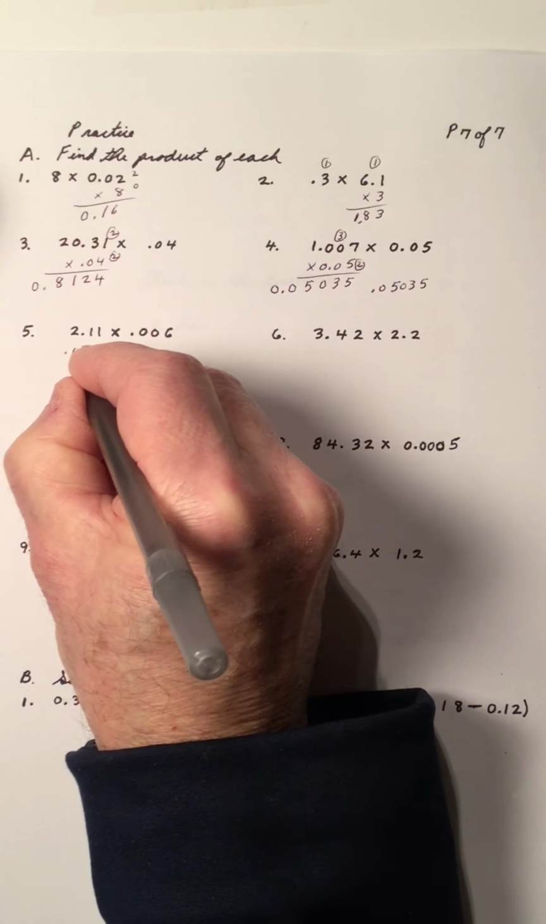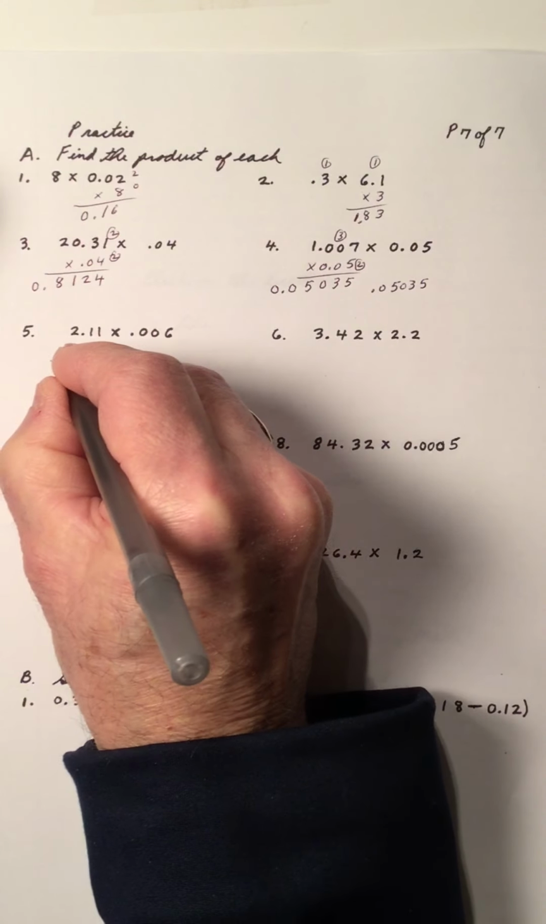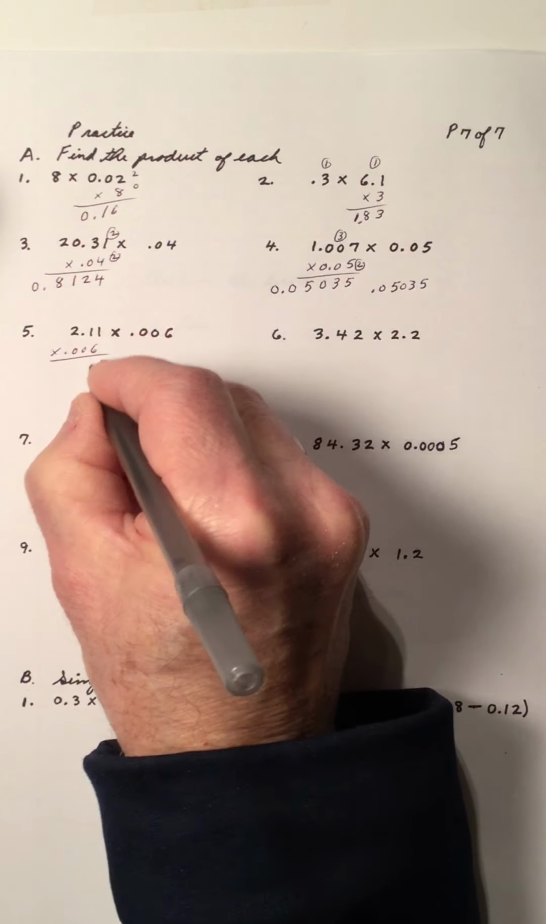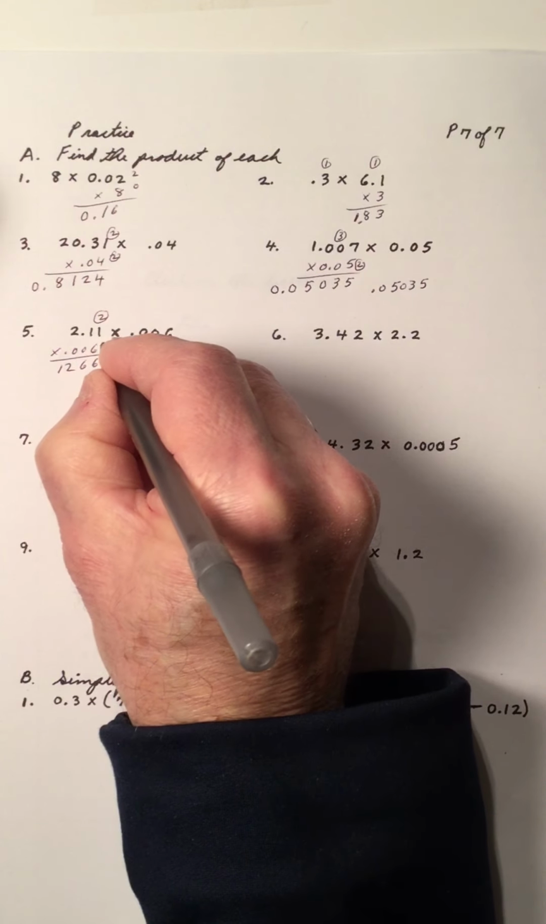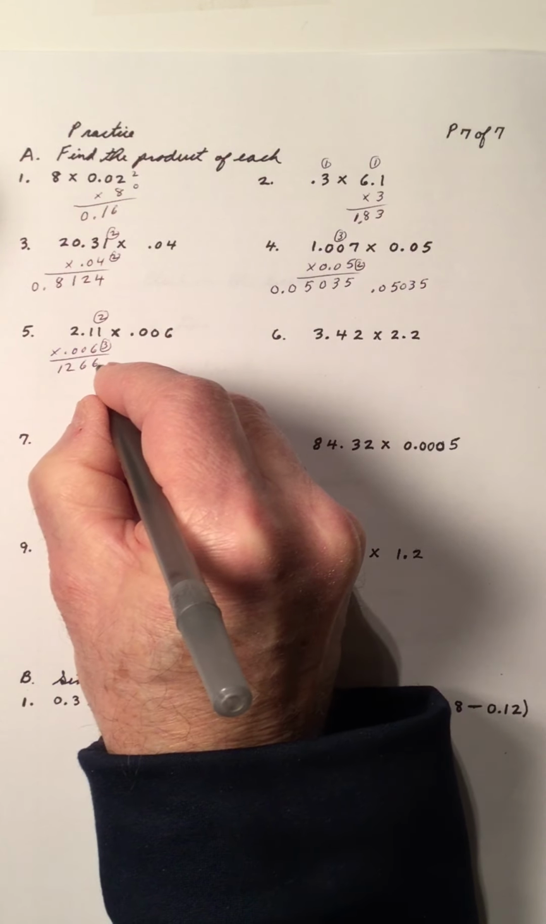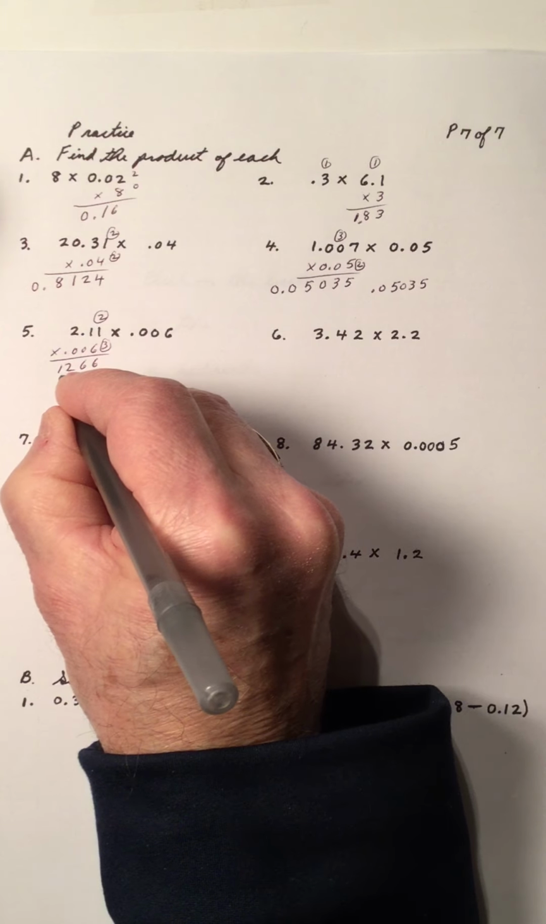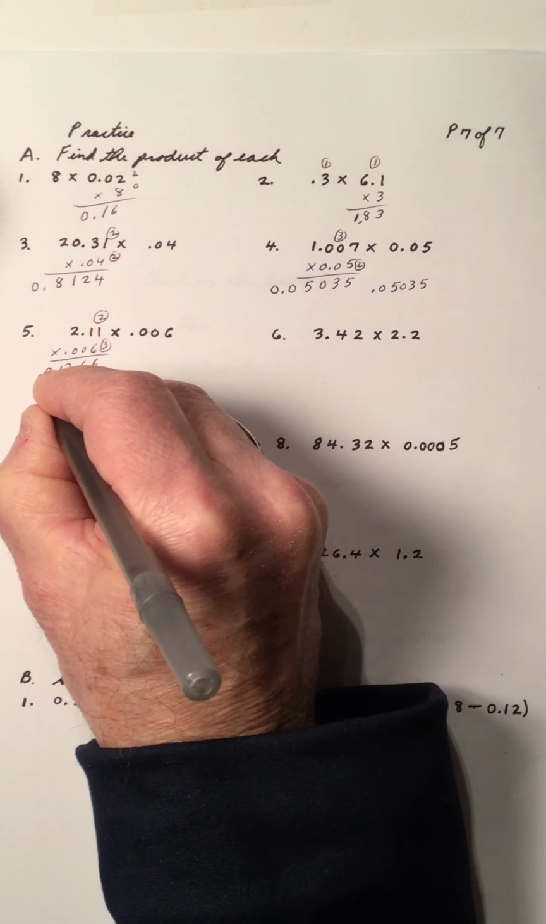Multiplied by 0.006. 6 times 1 is 6. 6 times 1 is 6. 2 times 6 is 12. And we have 2 decimal places, 3 decimal places, 5 altogether. 1, 2, 3, 4, and 1 more.